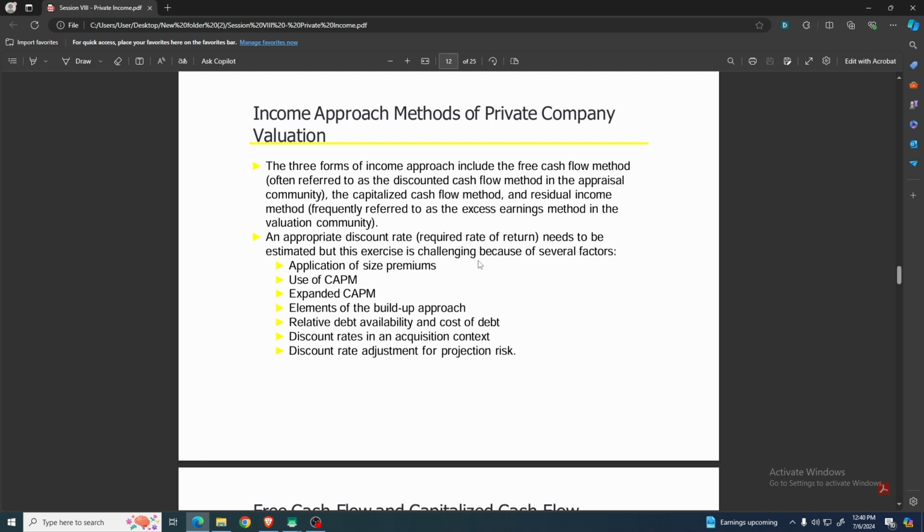So what this would do is capitalize a single period's cash flow, which is often normalized earnings or cash flow, by dividing it by a capitalization rate. The capitalization rate is essentially the discount rate minus the expected growth rate. So the overall process: you determine the representative level of normalized cash flow, then estimate a capitalization rate based on the required rate of return and growth expectations, basically R minus G, and then calculate the company's value by dividing the normalized cash flow by the capitalization rate.